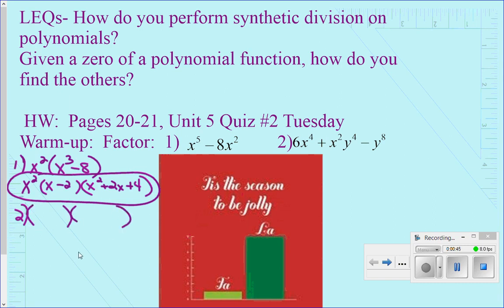So I know to get x to the fourth, I need x squared, and to get 6, I know I need either 3 and 2 or 6 and 1. So I'm going to try 3x squared and 2x squared. And to get y to the 8th, I know I need y to the 4th and y to the 4th. I also see that the y to the 8th needs to be negative, so one of those y to the 4th needs to be negative.